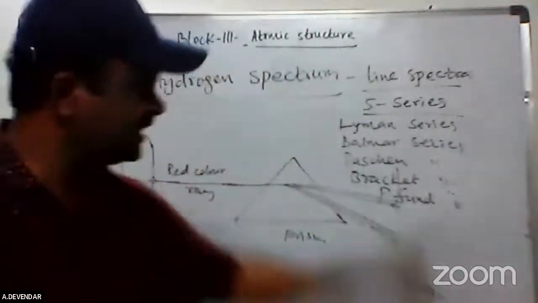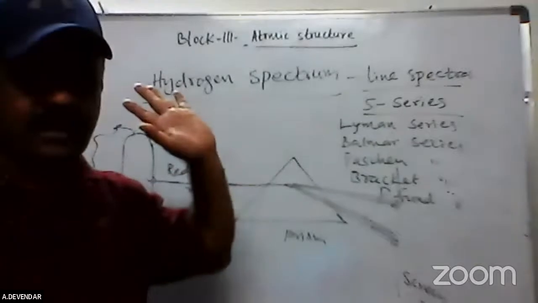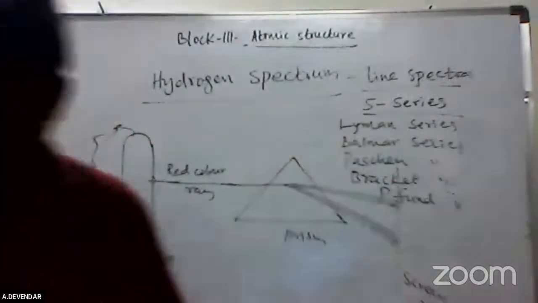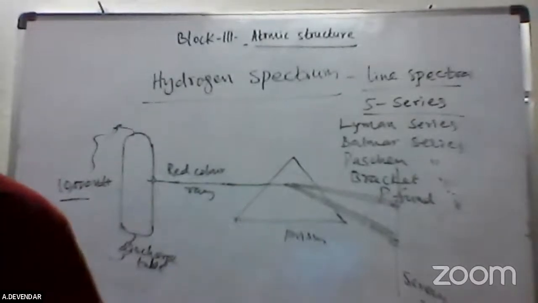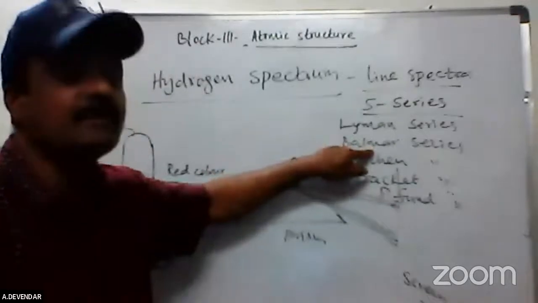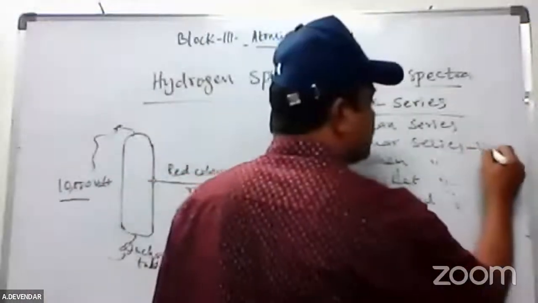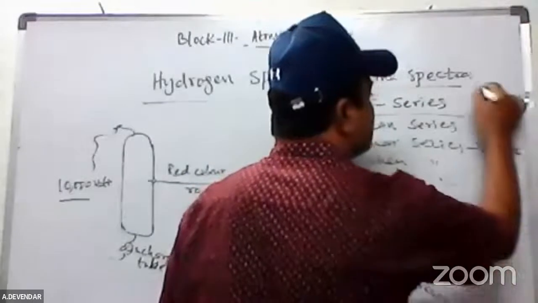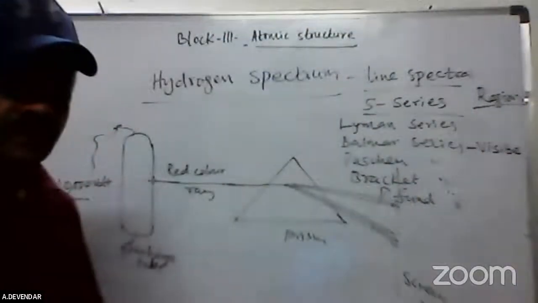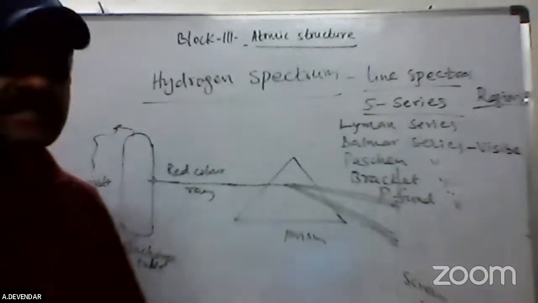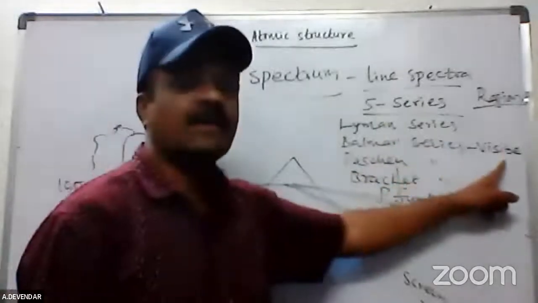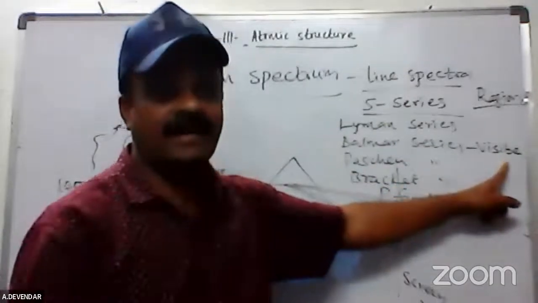These names are all scientists' names. The first discovered in the hydrogen spectrum was the Balmer series, in the visible region. The region is very, very important from the examination point of view. Balmer discovered it in 1898, the Balmer series, because it is visible to our naked eye.